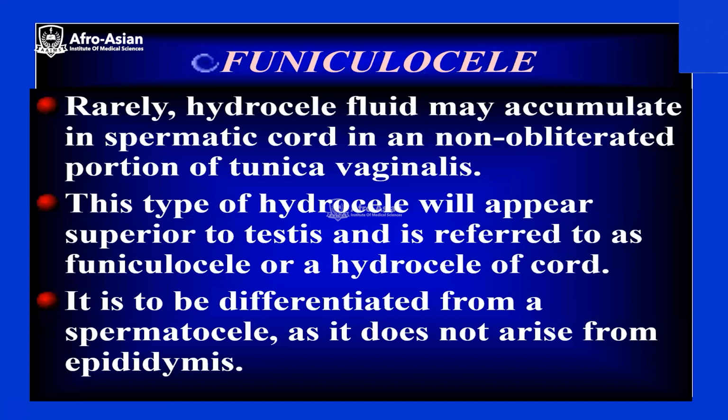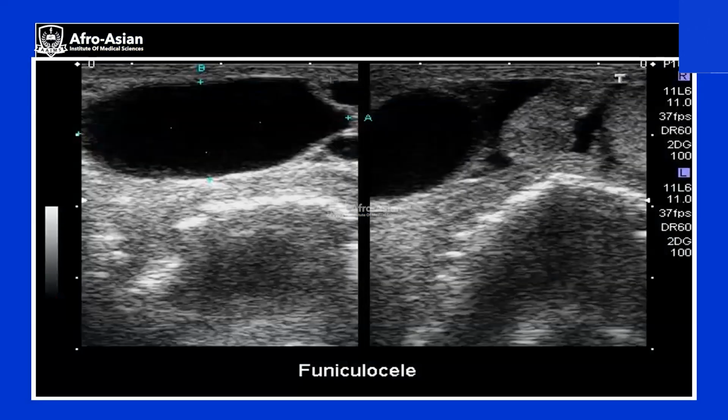Funiculocele: rarely, hydrocele fluid may accumulate in the spermatic cord in a non-obliterated portion of the tunica vaginalis. This type of hydrocele will appear superior to the testes and is referred to as funiculocele or a hydrocele of the cord. It is to be differentiated from a spermatocele. It does not arise from the epididymis, so it will be a separate funiculocele. It is not attached to the epididymis, lying aside.